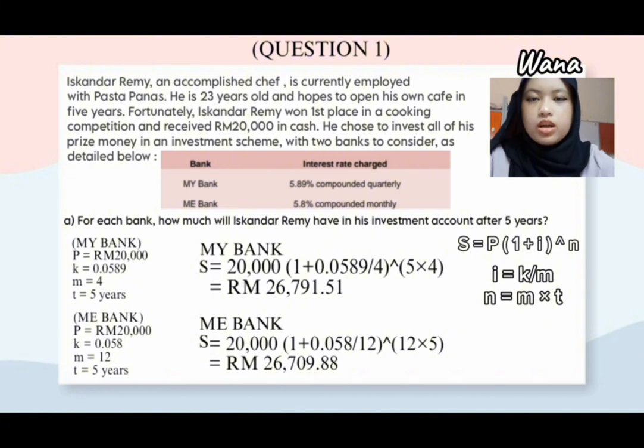For MY Bank, 20,000 will be multiplied by (1 + 0.0589/4) to the power of 5 multiplied by 4. And the amount of investment in the account after 5 years will be 26,791 ringgit 51 cents. And as for ME Bank, 20,000 will be multiplied by (1 + 0.058/12) to the power of 12 multiplied by 5. And the amount of investment in the account after 5 years will be 26,709 ringgit 88 cents.